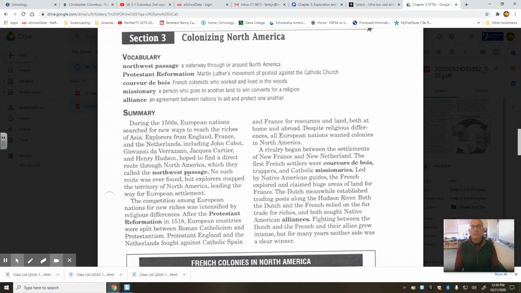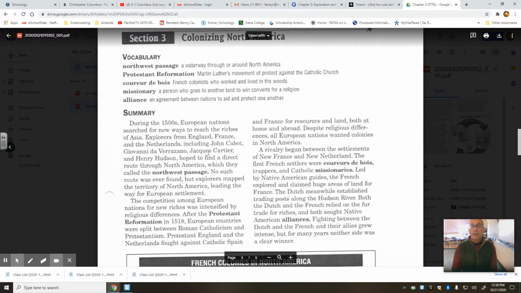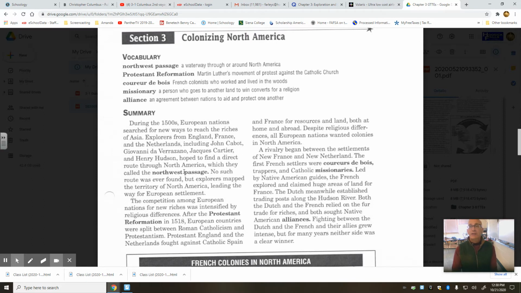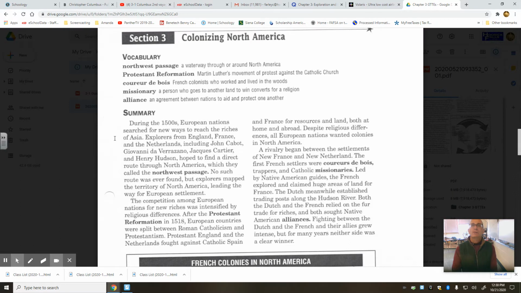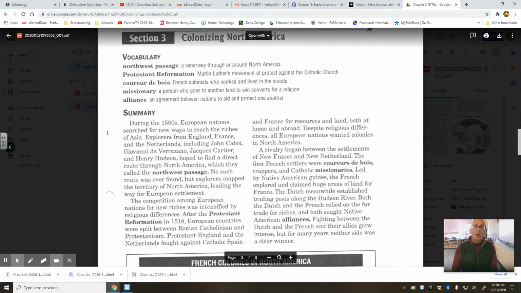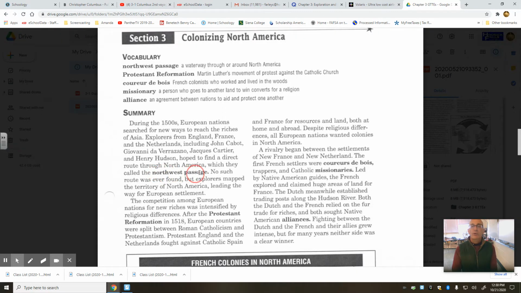Now, the Northwest Passage was believed to exist. Explorers believed and hoped they could find a waterway through or around North America. Now, we know today that there is not a waterway. We know through satellite imagery and detailed maps that there is no waterway that runs all the way through North America. But in the 1500s, these explorers were looking for a Northwest Passage, which they believed would take them entirely by water through North America.